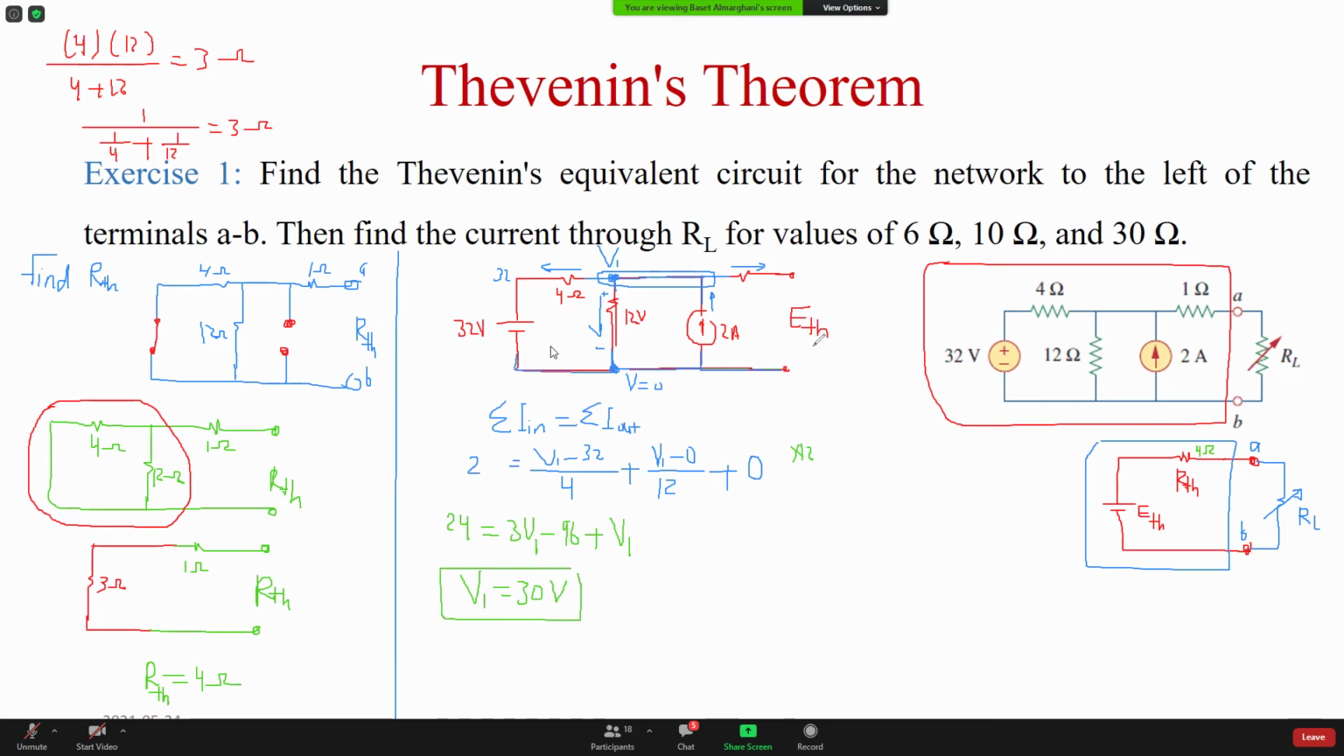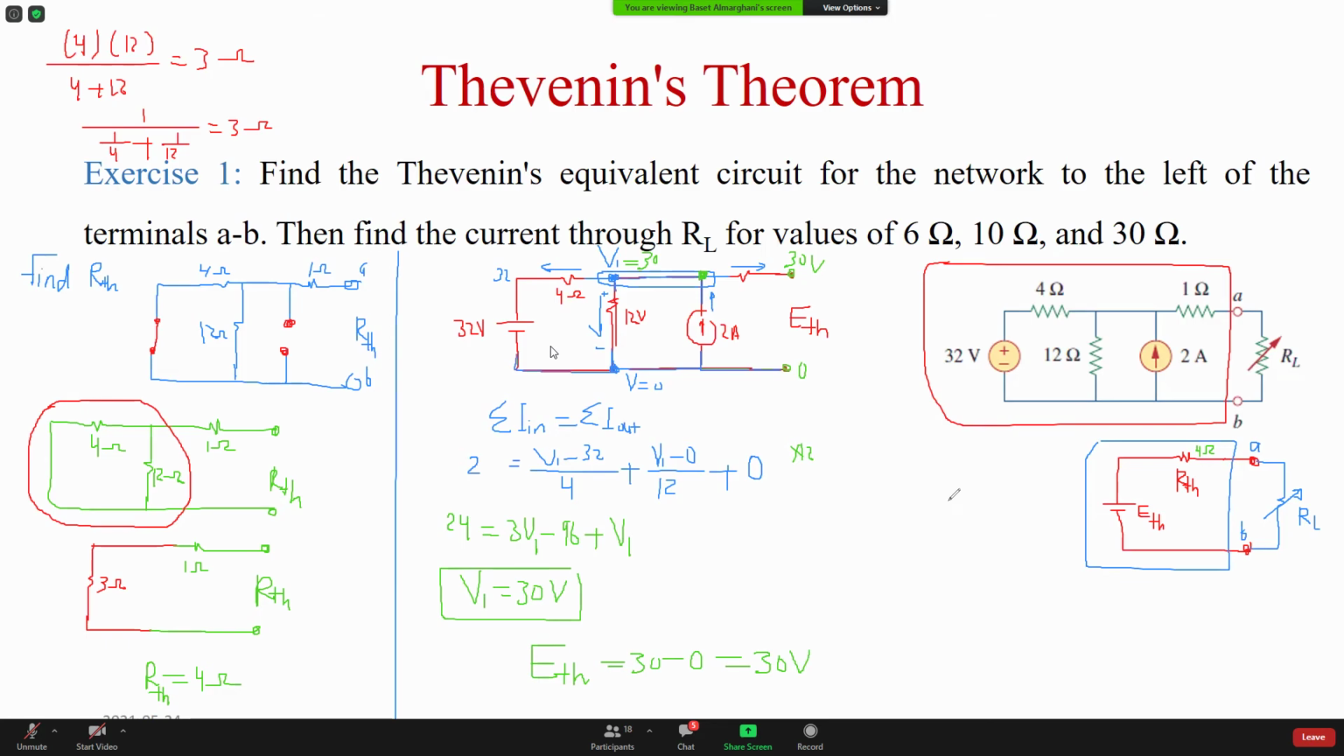I want to find E Thevenin, not just the node. So the voltage here is 30. The voltage at this point is 30. What is the voltage at this point? It's the same, 30. The reason it's the same is because there is no current here. There is no drop in this resistance. So the voltage at this point is actually the same as the voltage at this point. And what is the voltage here? It's actually 0 because it's connected to this one. So E Thevenin is actually 30 minus 0, so it's 30 volt.